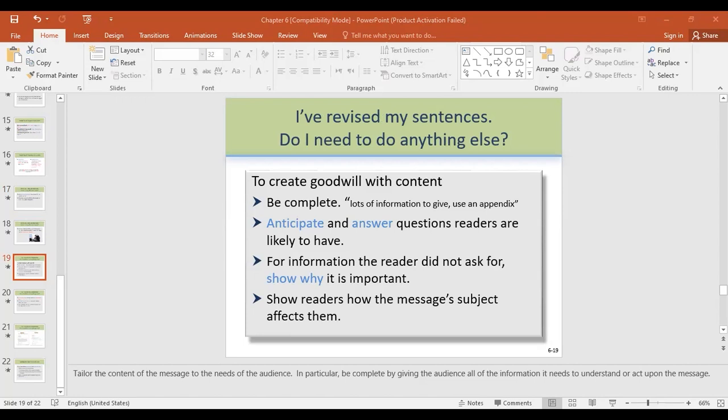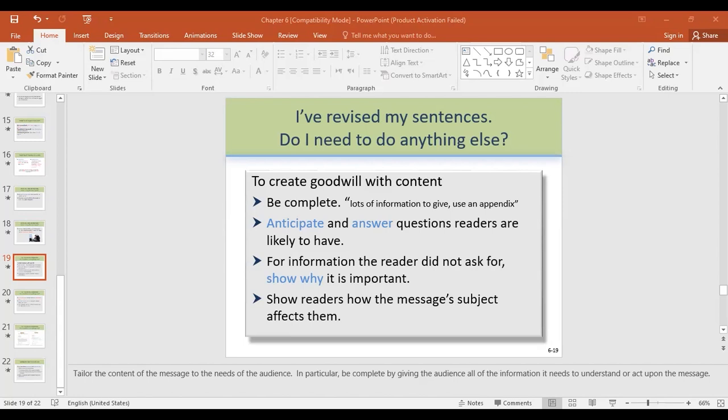Let's say, to create goodwill with content, you need to make your message good and apply you attitude beyond the sentence level by using content and organization as well as style to build goodwill. So I have a target: I need to build goodwill. To create it with my content, I need to be complete. What does it mean to be complete? When you have a lot of information to give, consider putting some details in an appendix, so the reader can read it later on.